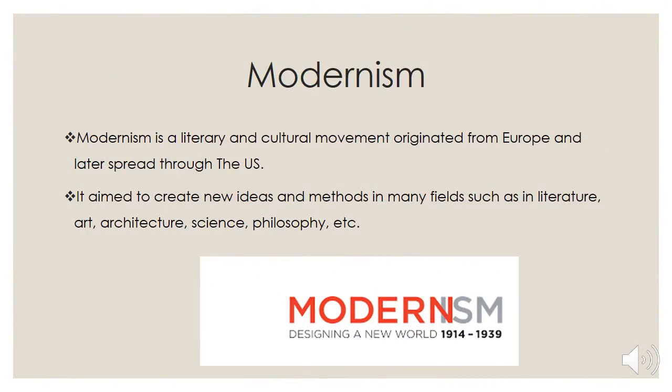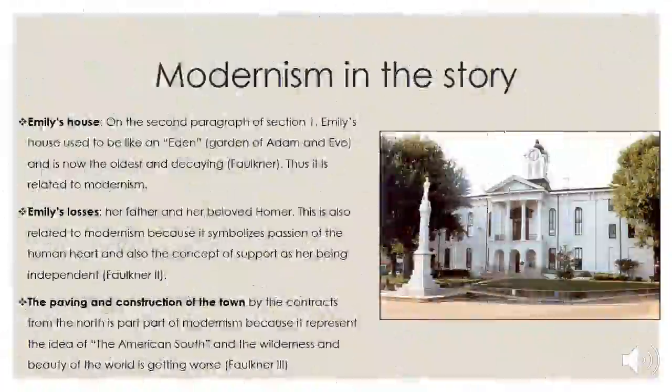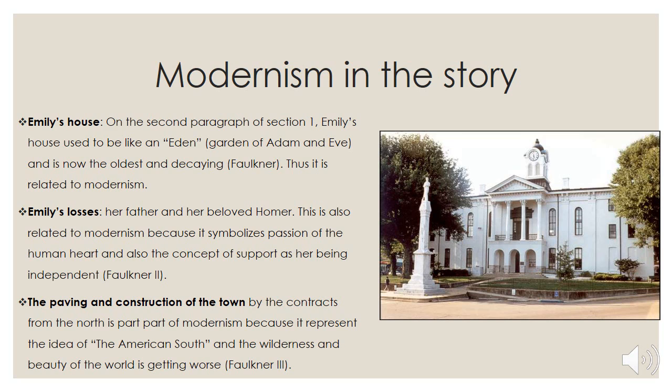So modernism is a literary and cultural movement that originated from Europe and later spread through the U.S. It aimed to create new ideas and methods in many fields, such as literature, art, architecture, science, philosophy, etc. Now we're going to talk about modernism in the story.